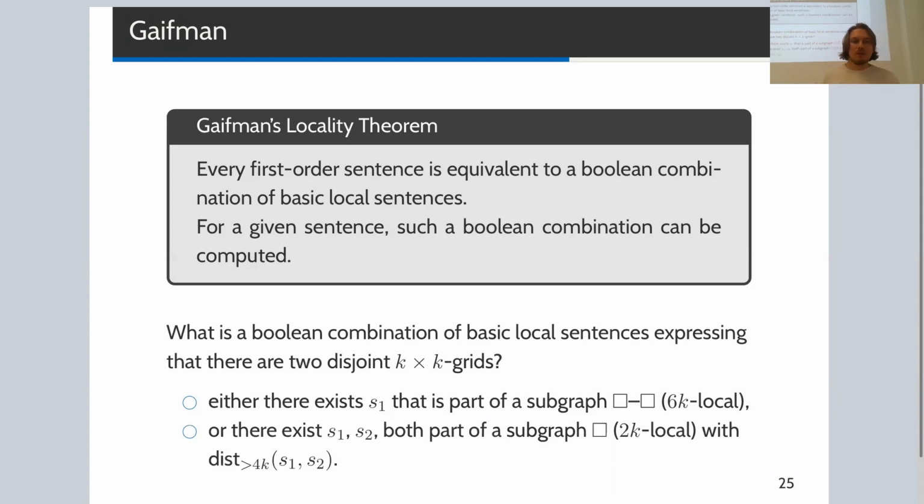And the other one is: there exist two vertices s1, s2, which are both part of such a grid, and their distance is larger than 4k. And in the proof before, we saw that this is a complete distinction. If such a grid exists, either it is contained in this 6k radius, or they are far apart, and then the grids can't overlap. So here we see how to break such a formula down into a Boolean combination, and you can do this for any first order sentence.